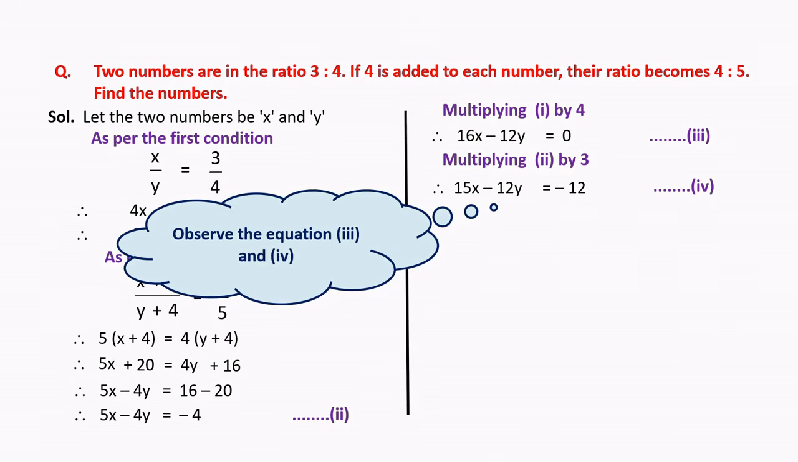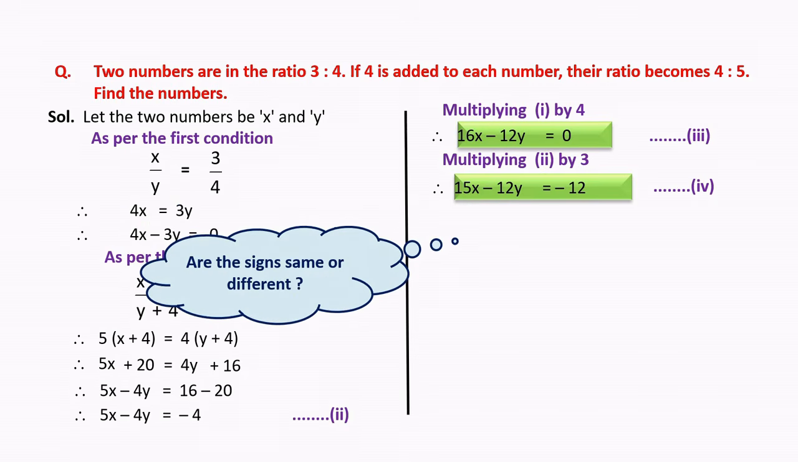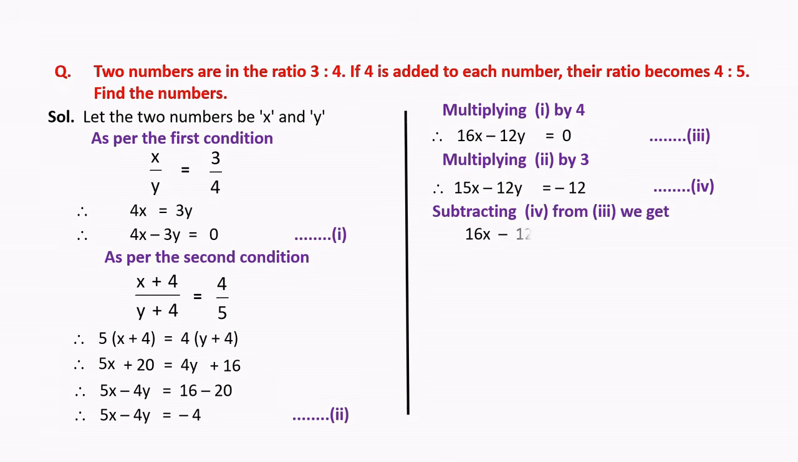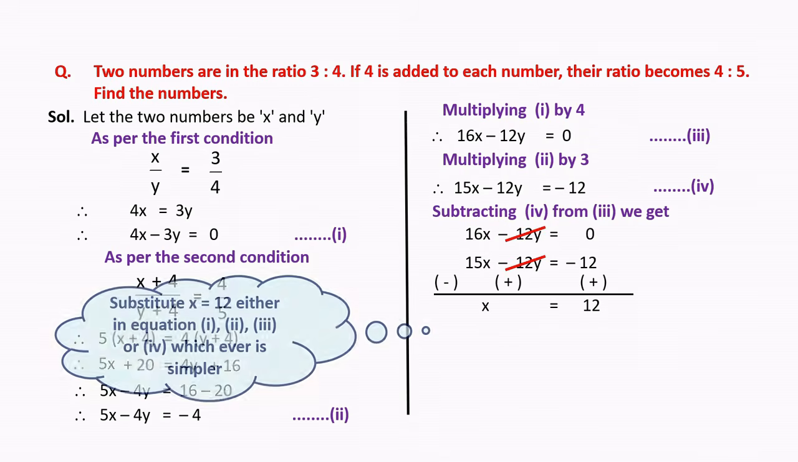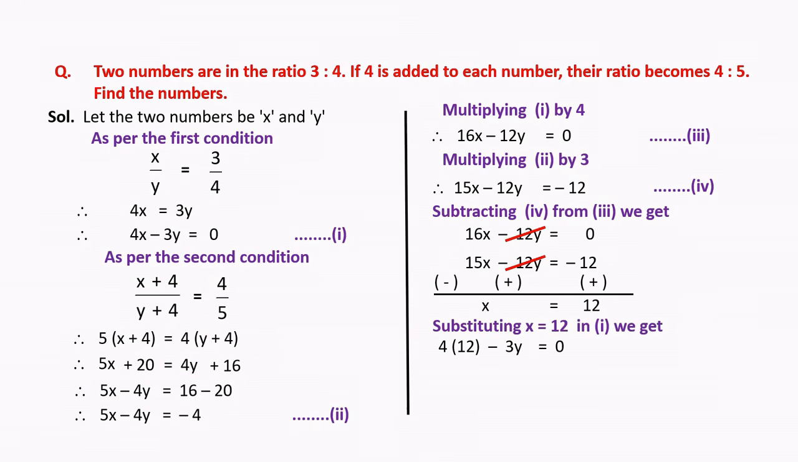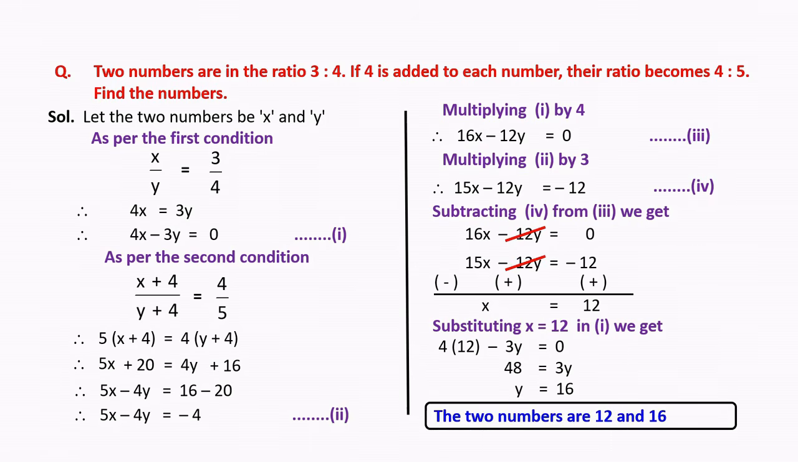Now, observe the signs. Since the signs are the same, we subtract the equations. Subtracting, 16x minus 15x equals 0 minus minus 12. So, x equals 12. Now, substitute x equals 12 in the first equation. 4 into 12 minus 3y equals 0. 48 equals 3y. So, y equals 16. Therefore, the two numbers are 12 and 16.